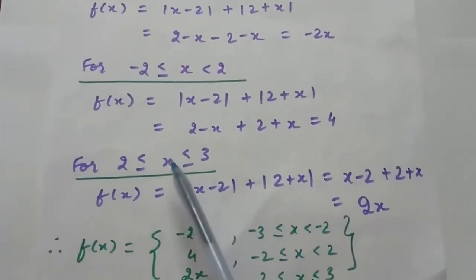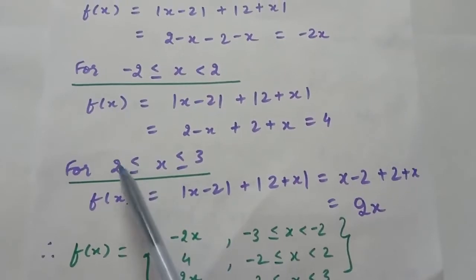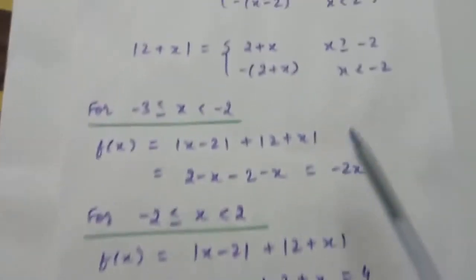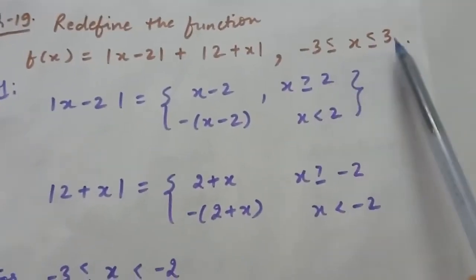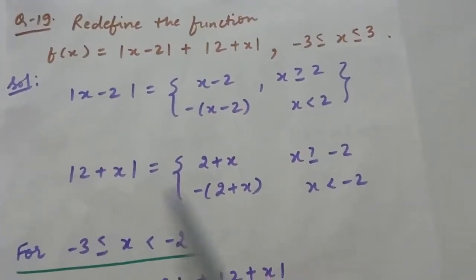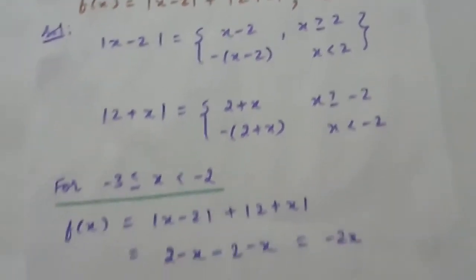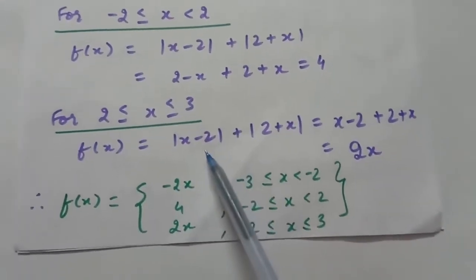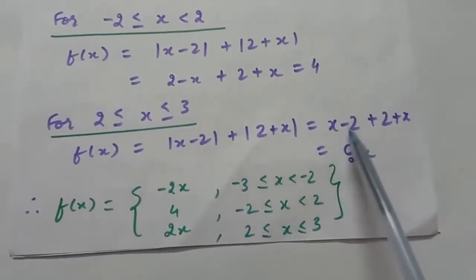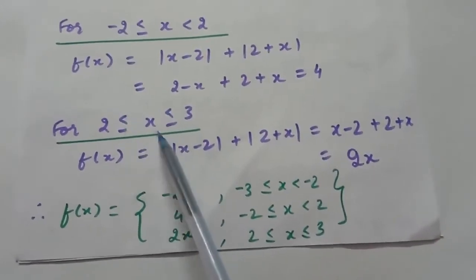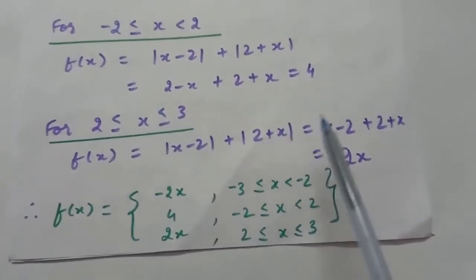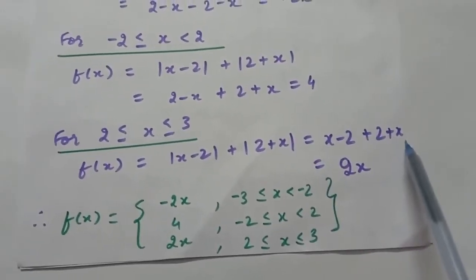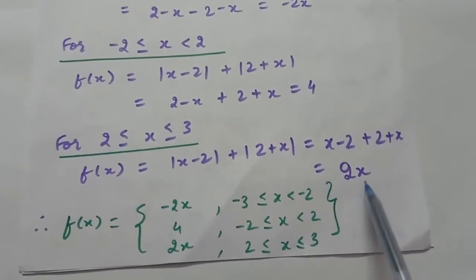Now the third range will be for x greater than or equal to 2 and less than or equal to 3. Why have we taken 3 here? Because the range given in the question is from -3 to 3. So we started from -3 and we will end at 3. Now for this range, when x is from 2 to 3, |x - 2| will be x - 2, positive only because x is greater than or equal to 2, and |2 + x| will be 2 + x. So you will get the answer as 2x, right?